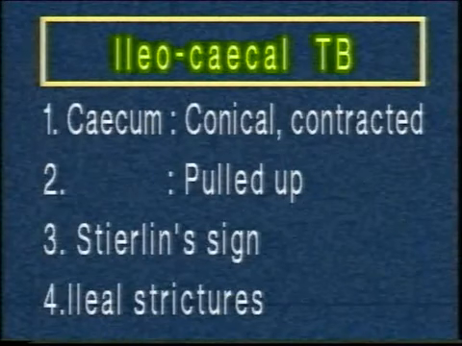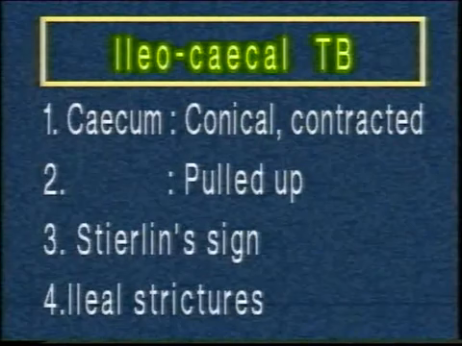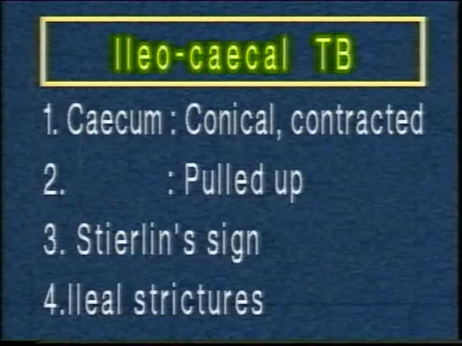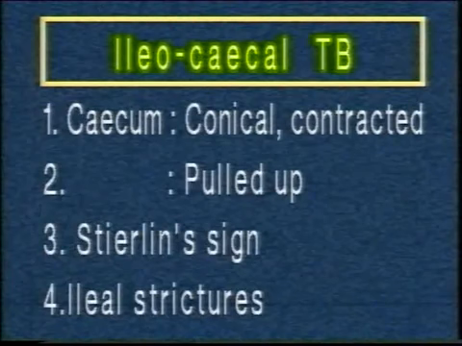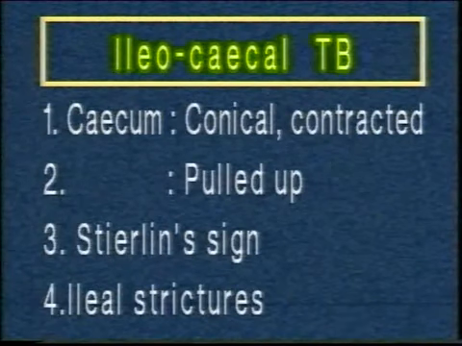So the features of ileocecal tuberculosis are a conical and contracted cecum which is pulled upwards and lies at a higher level, and spastic narrowing of terminal ileum, that is Stierlin sign, with dilatation of ileum proximal to the narrowed segment. In addition, there may be strictures in the rest of the ileum.